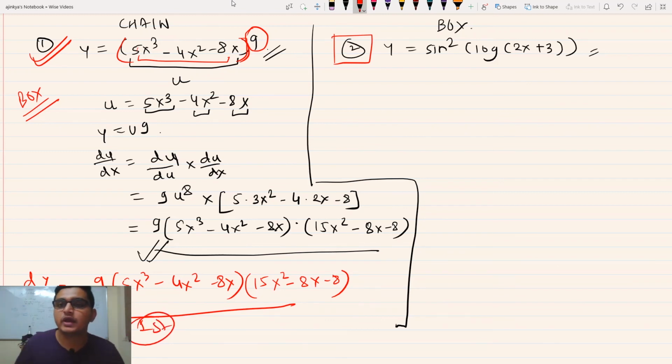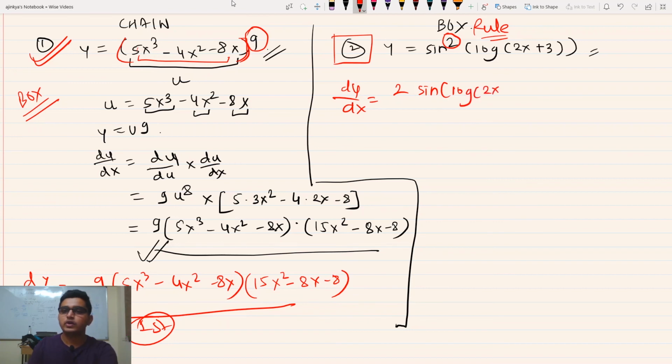So we'll go on to the box rule now. We'll try to do everything with the box rule. So what will be the first function? The first function will be the outer box, which is square. So dy upon dx, in one step only we are going to have 2, anything raised to power 2 will be 2 times that function, which is sine of log of 2x plus 3.